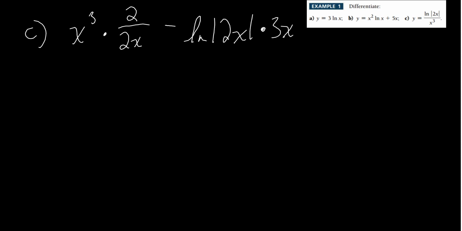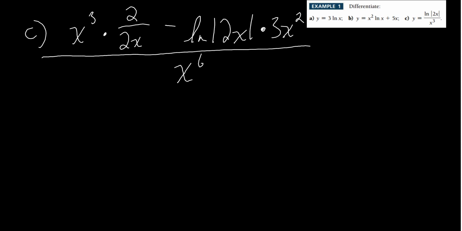So we're going to put 2 over 2x. All right, that's low d high. Now minus high d low. And then the high is obviously the natural log of the absolute value of 2x times, and then the derivative of the low is 3x squared. And that's all over low squared, which is x to the sixth.